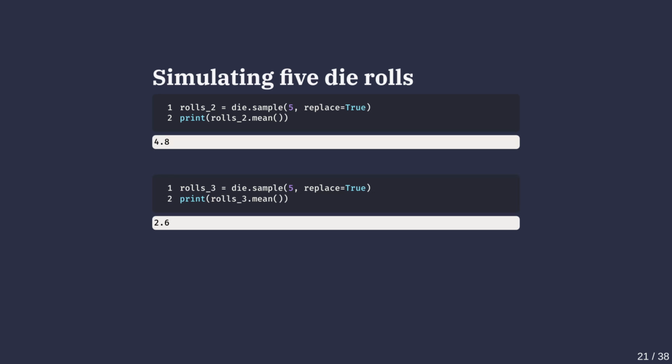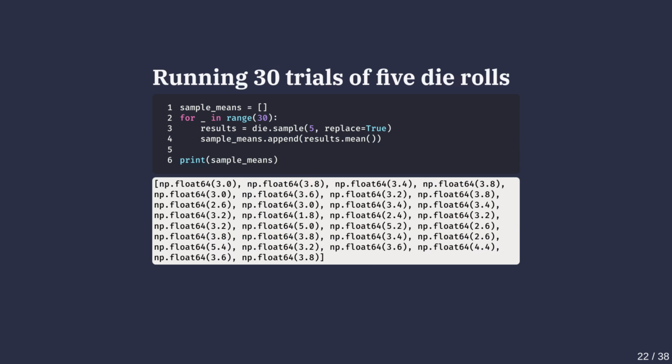If we repeat the process another time, it gives us a different result. We can repeat this process multiple times and take the average of each roll. Here, using a for loop, we have generated 30 different means, each representing the average of 5 die rolls. We can plot these means to visualize the distribution.